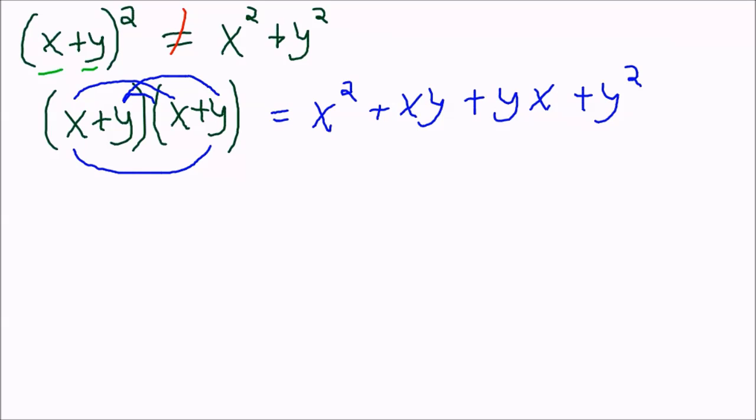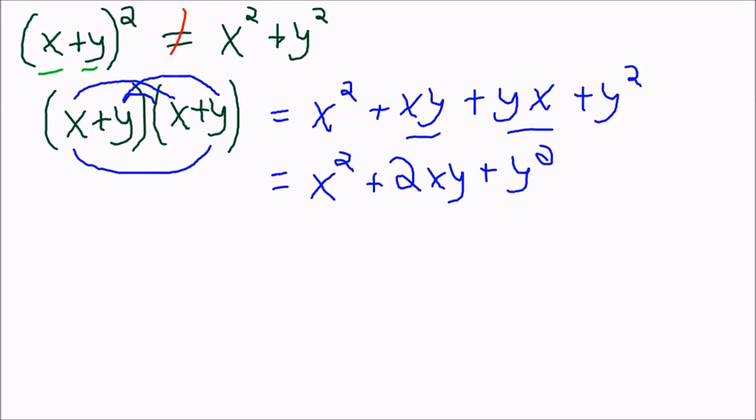Simplifying this, we see that we have an xy and a yx, which are the same thing. So simplifying, we say x squared plus 2xy plus y squared. This is the correct answer.